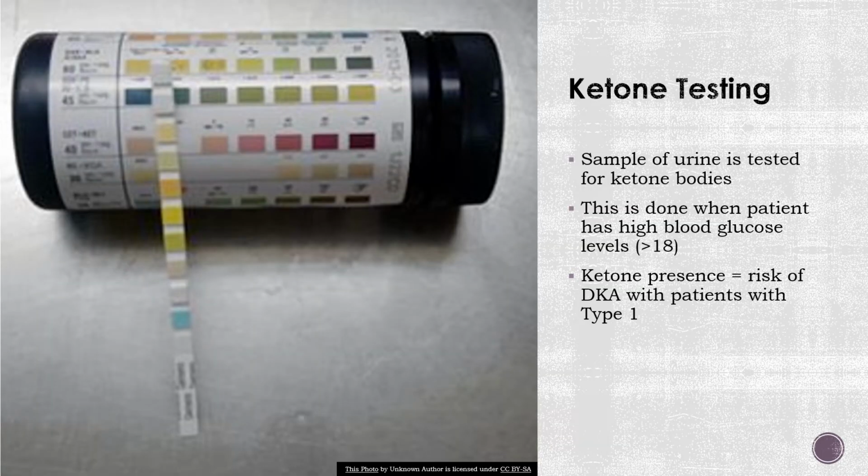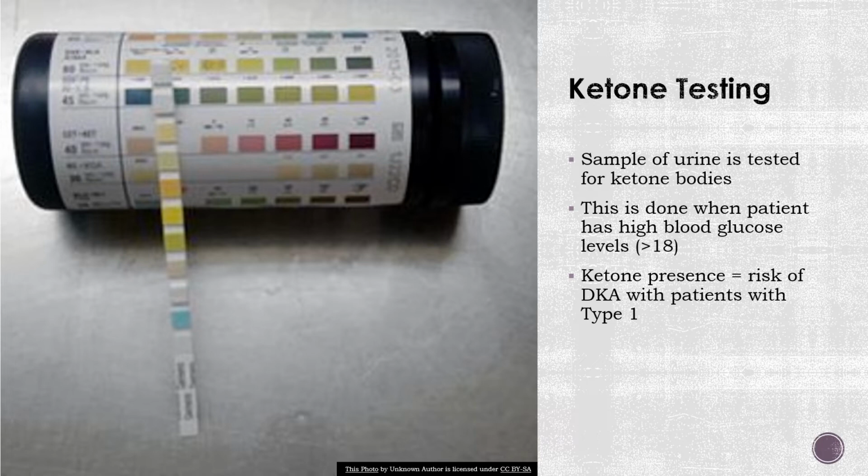Next, we're going to talk about ketone testing. This is a urine test called a dipstick test. As mentioned earlier, it can be done at home using point of care or in a laboratory. This is usually done with severe hyperglycemia, which is when the blood glucose level is greater than 18 millimoles per liter, to rule out the presence of ketones in the urine. Urine is collected in a container and the strip is dipped in the urine. You can see the strip has different colors on it, so the strip will change color depending on the presence of ketones.